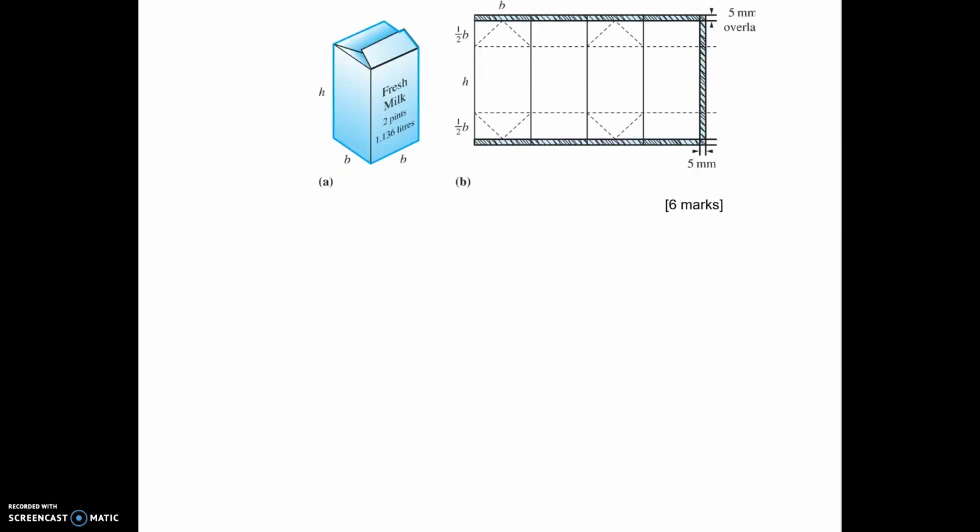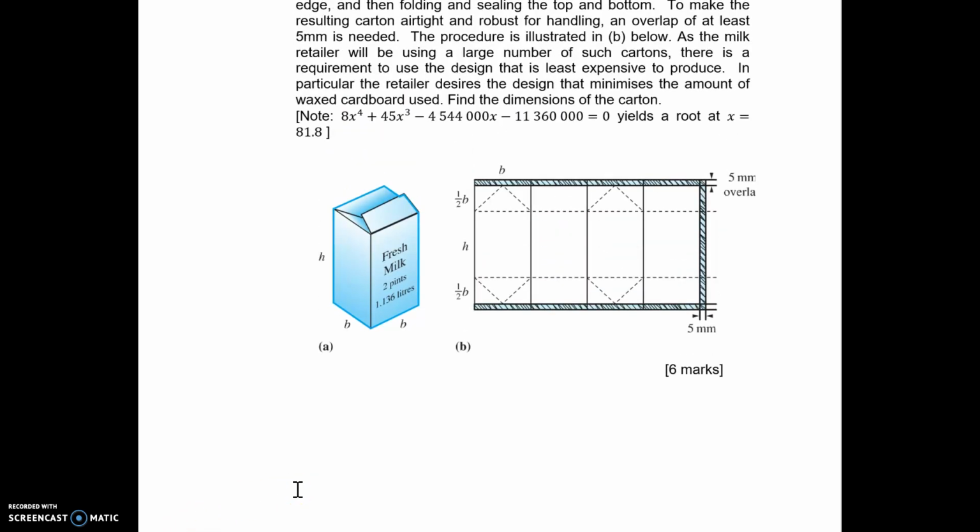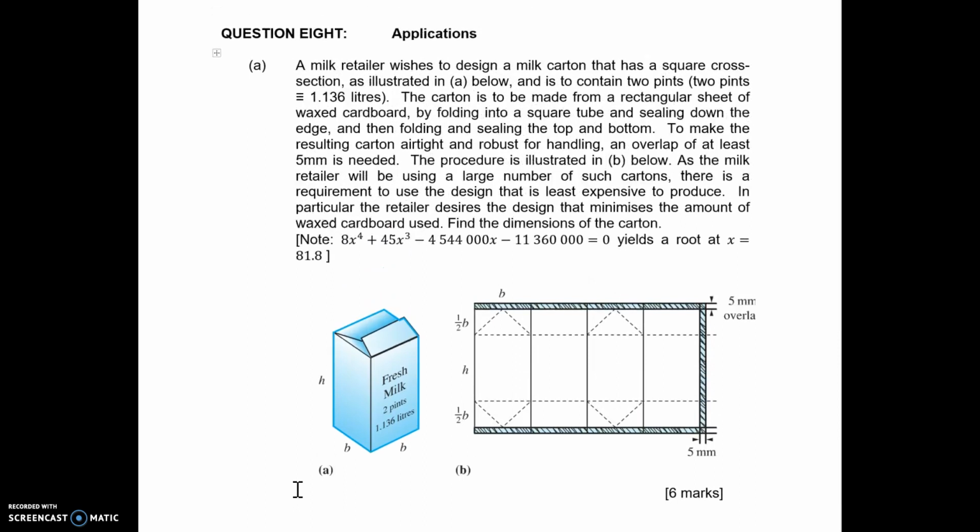For this one, we're looking at two things. We've got the information about the volume, and we've got the information about the area as well. Let's just have a look at it first, and then I'll scroll down so we don't have the question there. We're looking for the requirement to use the least expensive piece of cardboard for production, because we want to minimize, there it is there, we want to minimize the amount.